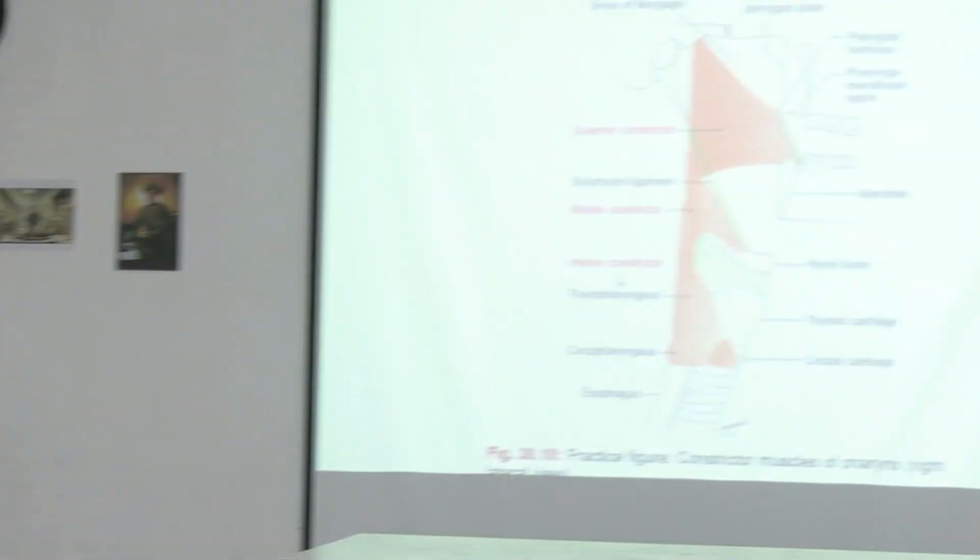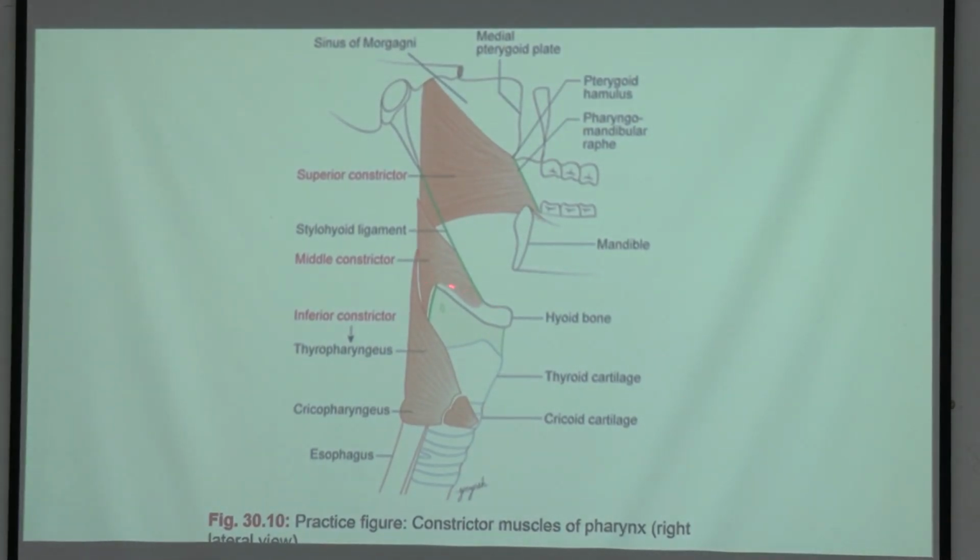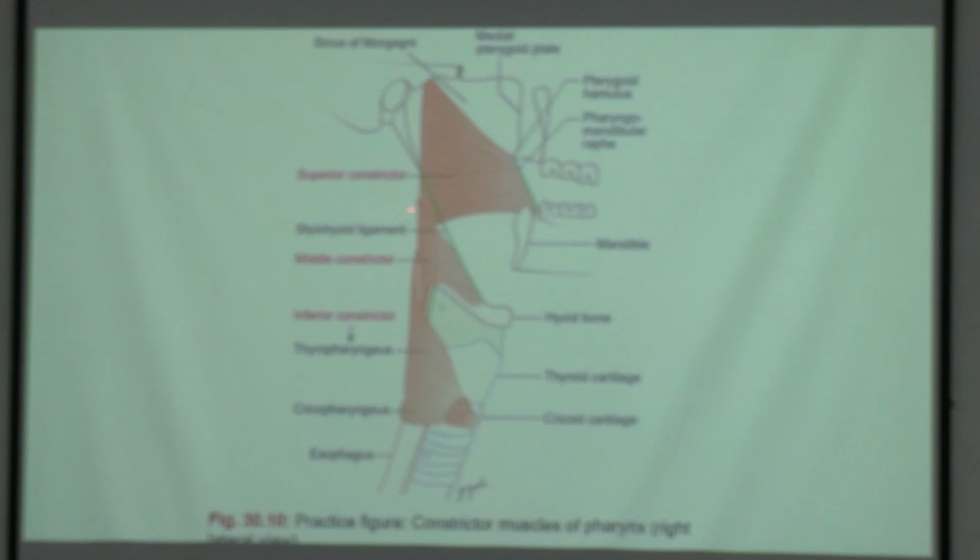So same thing, more precisely you can see the origin and the insertion. There are three side by side, you must know: this is the hyoid bone, this is the thyroid cartilage, this is the cricoid cartilage. So part of the larynx you can see. So the cricopharyngeus and this is the thyropharyngeus. So this whole muscle is the inferior constrictor. This is middle, this is the superior one.